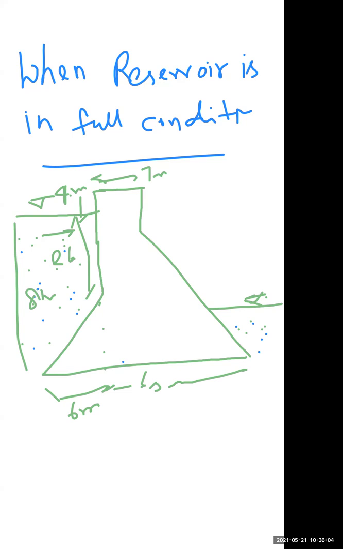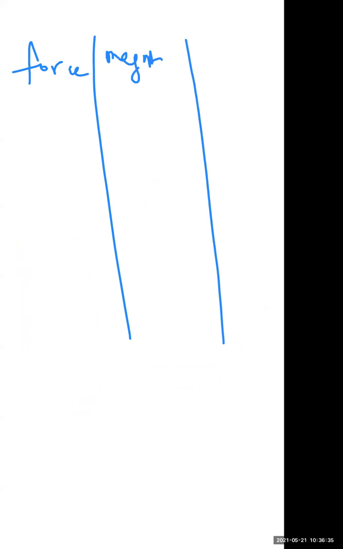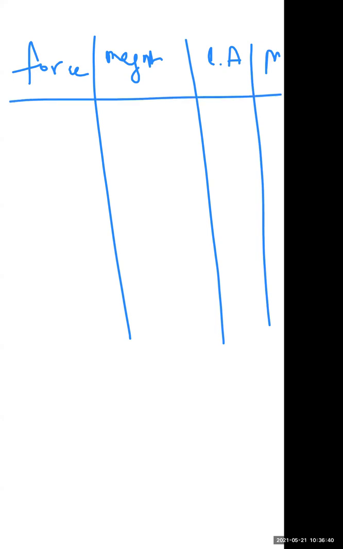How do we calculate? Again, we calculate as step 1, the different forces acting on the dam. First force is P, that is the water pressure. Force, magnitude and lever arm, then moment. Okay, this is the table.